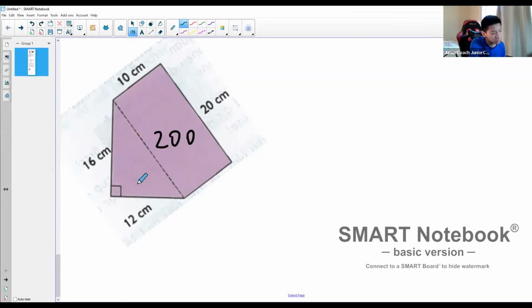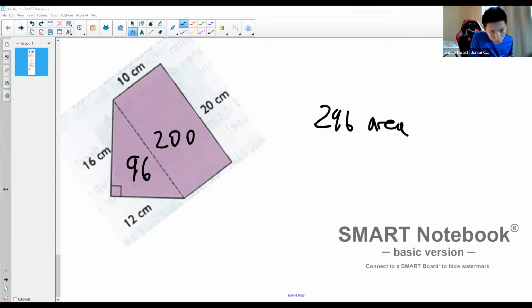Give me a sec. 192, maybe? I think it's 192. Actually, let me check that. Just want to make sure I got that correct. Yeah, it's 192, and then we divide it by 2, getting 96. And so we add these 2, so the area is 296.